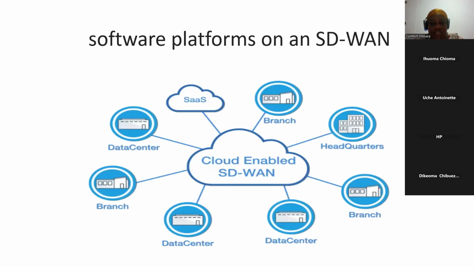Then in software-defined networks, these are the applications that work there. You have your data center, you have your software as a service, and let's say you have headquarters in Owerri, and your branch is in Lagos. So in this case, you don't need a physical router here.